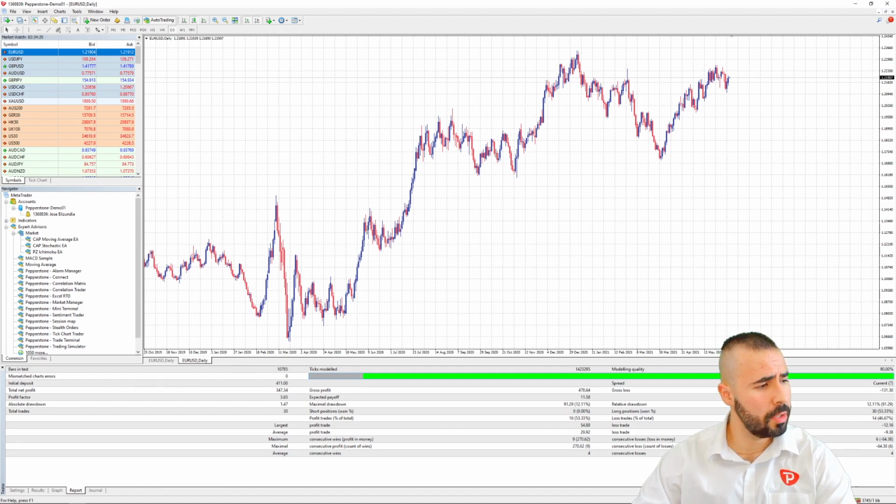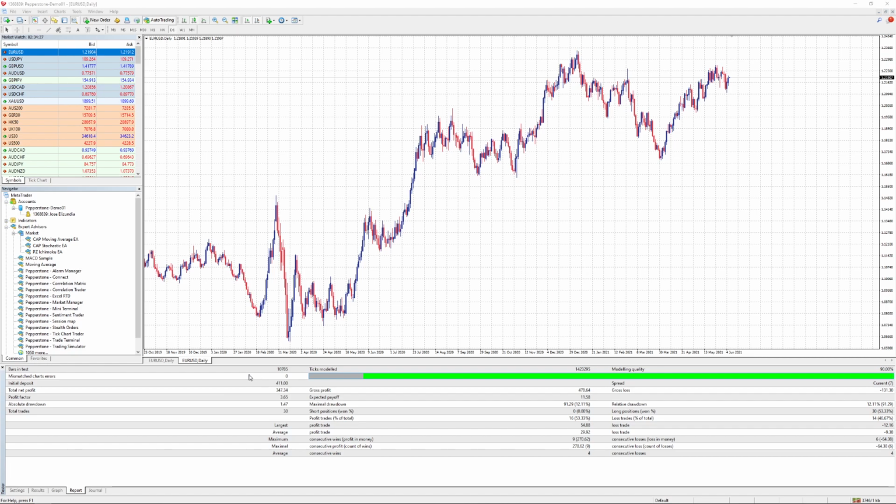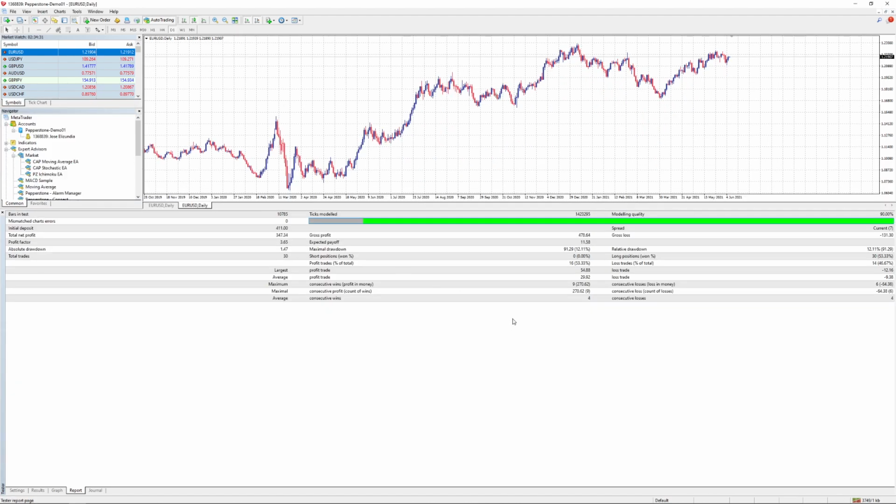Actually, for this section, you guys don't need to see me at all. I'm going to take away my camera. The first part of relevance is the quality of the model. As a rule of thumb, you want a quality of at least 90%, because you don't want to get any inaccurate data about a strategy or an expert advisor. You want it to be as reliable as possible.